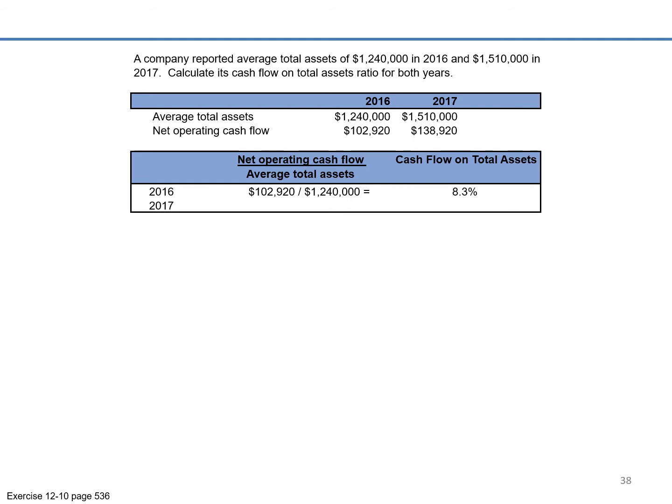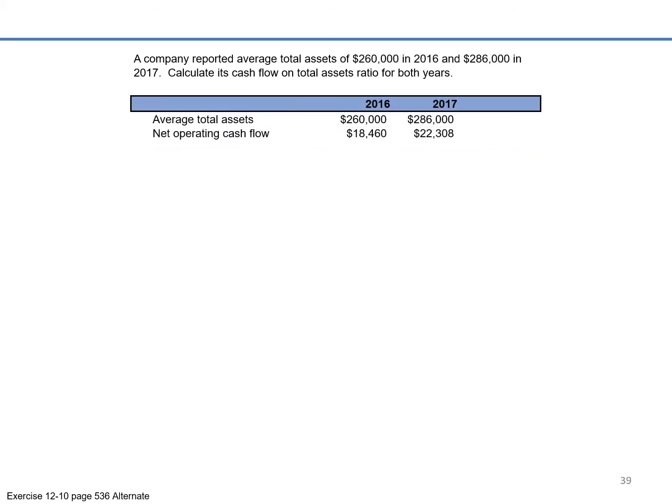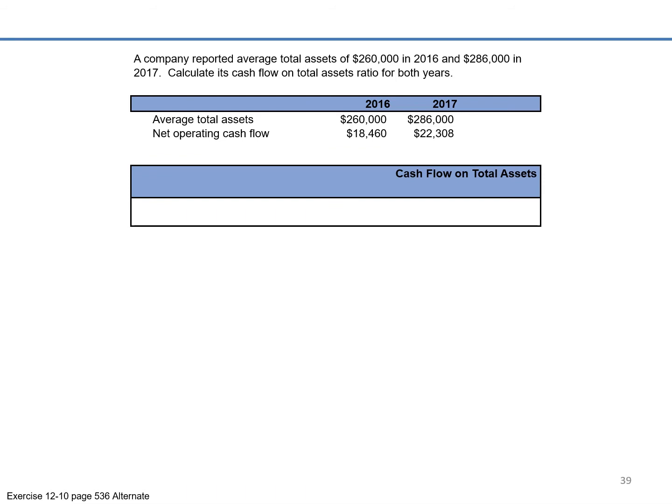8.3%. 138,920 divided by 1,510,000. 9.2%. All right, calculate the cash flow and total assets for the 2 years. When you're done, we'll go through it.